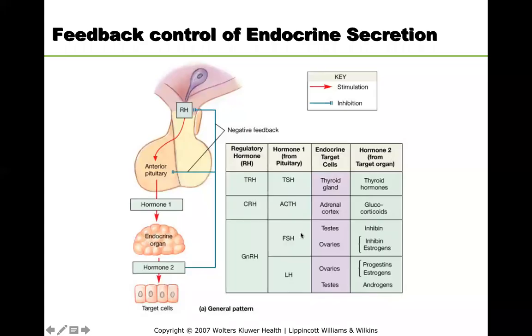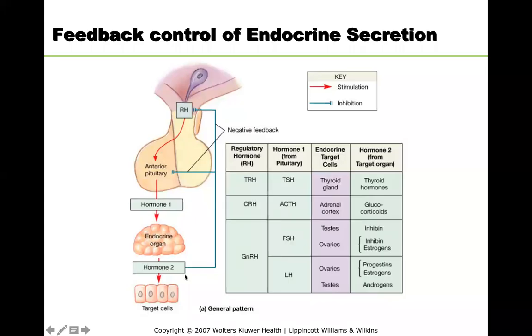Let's understand at least one, so let's do GnRH. Gonadotropin releasing hormone produces follicle stimulating hormone and luteinizing hormone, which act on the testes and ovaries to produce testosterone, progesterone, and estrogen from the different gonads in our body.